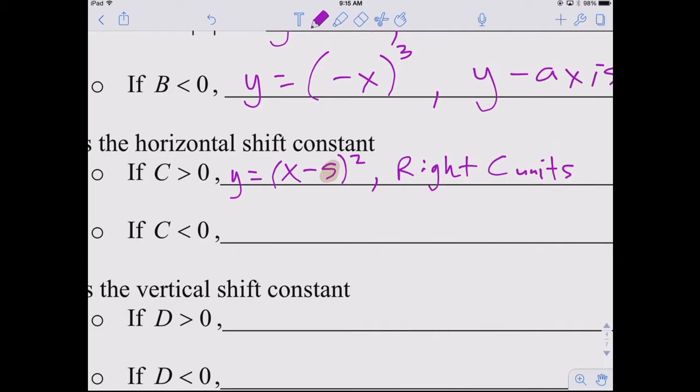Because there's a minus there, minus 5 might look like it's negative 5 to the left, but it's to the right. And if c is less than 0, then it's going to look like something like x plus 5, because that's really x minus negative 5. So it's really the negative 5 there. That's our c value. And that moves it to the left c units. So you know how to do that.